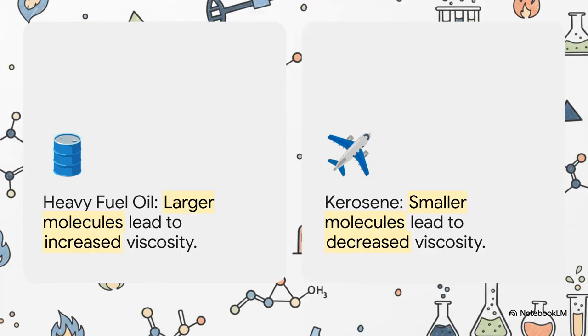So the whole key here is to connect the size of the molecule to how viscous it is. For the first mark, you need to state that heavy fuel oil has larger molecules than kerosene. That's your first point. For the second mark, you connect it to the property by saying that these larger molecules have stronger forces between them, which makes the liquid more viscous. The mark scheme also says you can argue it the other way around for kerosene, which is good to know.